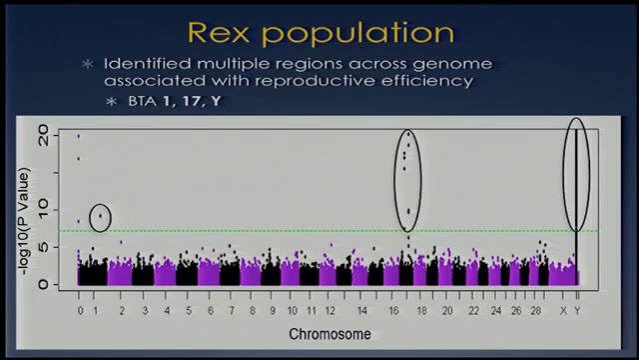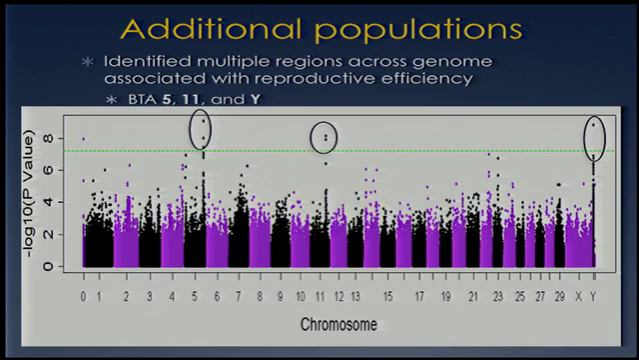Now we wanted to look at our additional populations. So this is for the Rex Ranch. And again, we have regions that replicate across the genome. We're seeing chromosome 1 again and chromosome 17. And then again, we're seeing our Y chromosome.